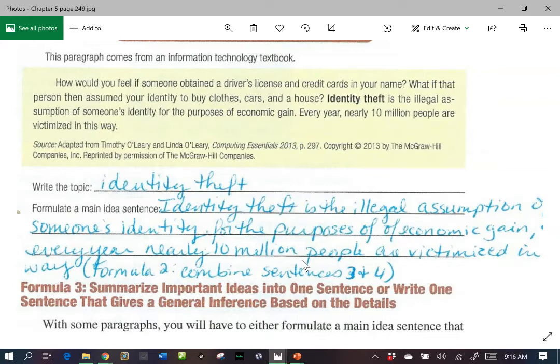Okay, so that is formula number 2, where you see that the author's main point is in 2 sentences. And so you've got to combine those sentences together, but also remember to make sure that your word, name, or phrase of your topic is included in that sentence too. And here in this example, it was identity theft.